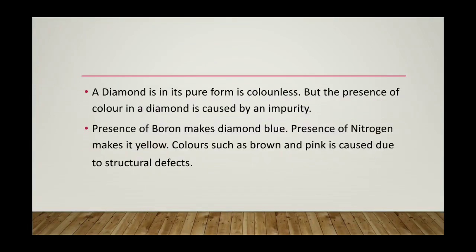A diamond in its pure form is colorless, but the presence of color in a diamond is caused by an impurity. The presence of boron makes diamond blue. The presence of nitrogen makes it yellow. Colors such as brown and pink are caused by structural defects.